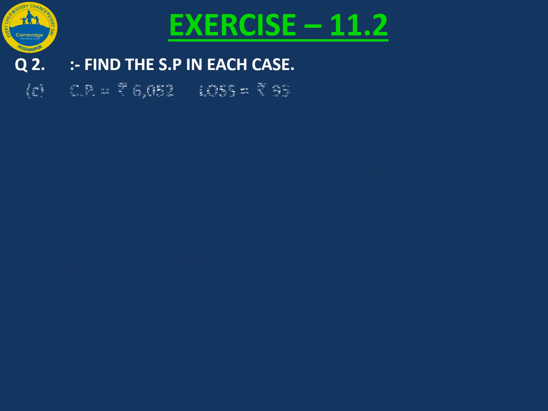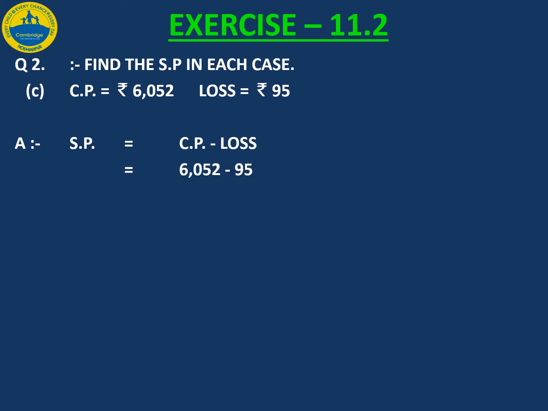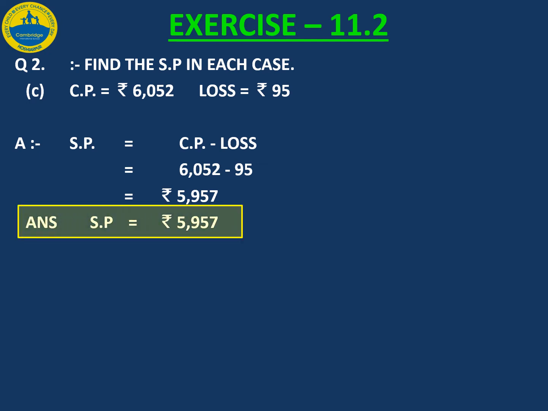Question number 2, C part. Cost price is equal to rupees 6,052 and loss is equal to rupees 95. As we know, the formula is selling price is equal to cost price minus loss. 6,052 minus 95 and selling price is equal to rupees 5,957.